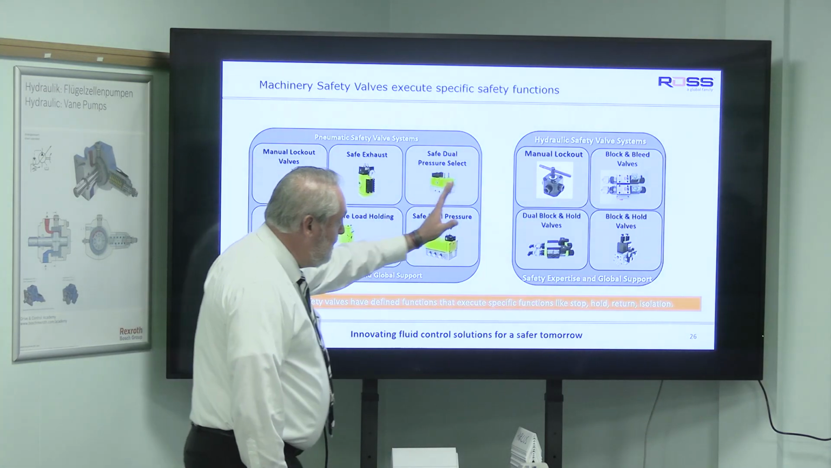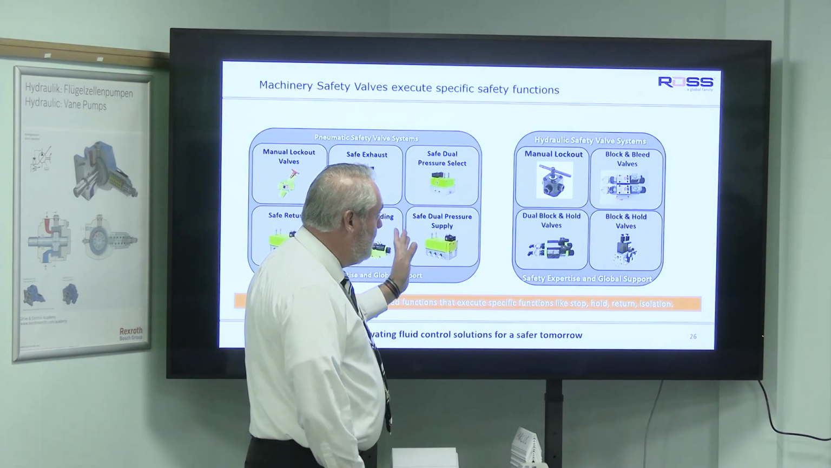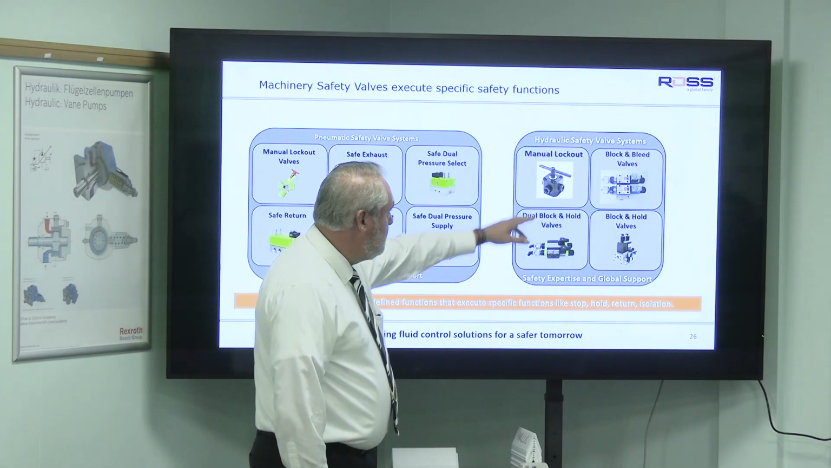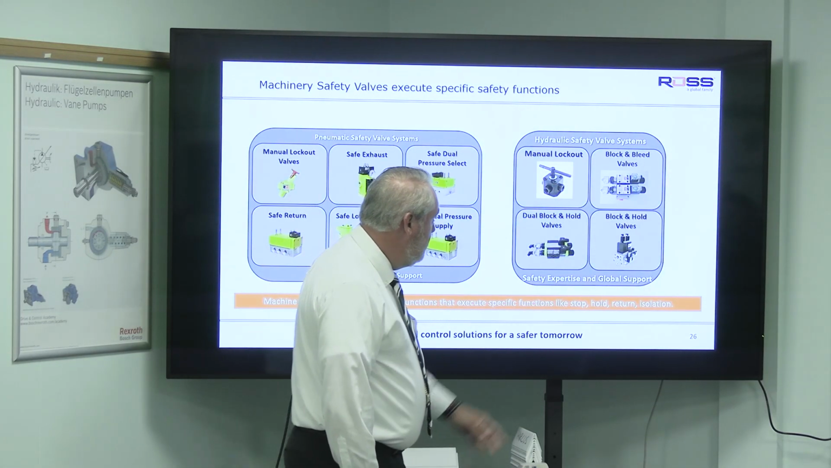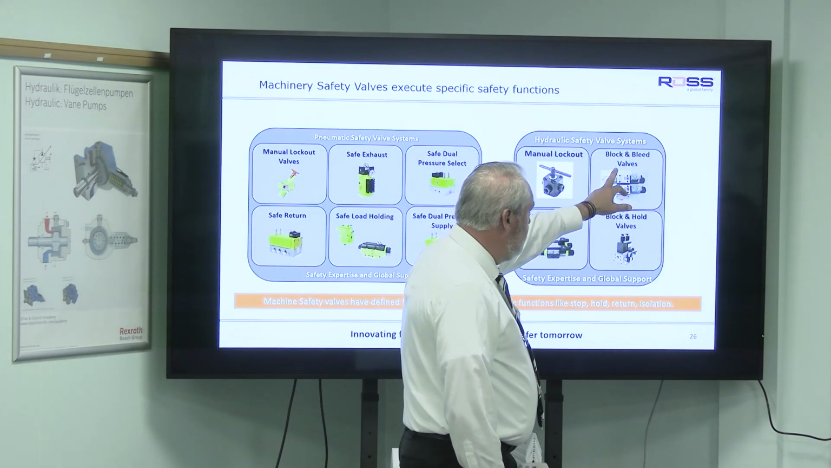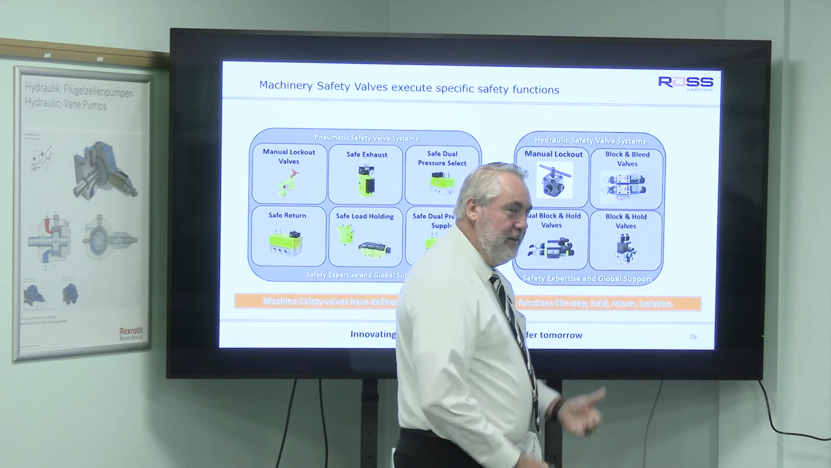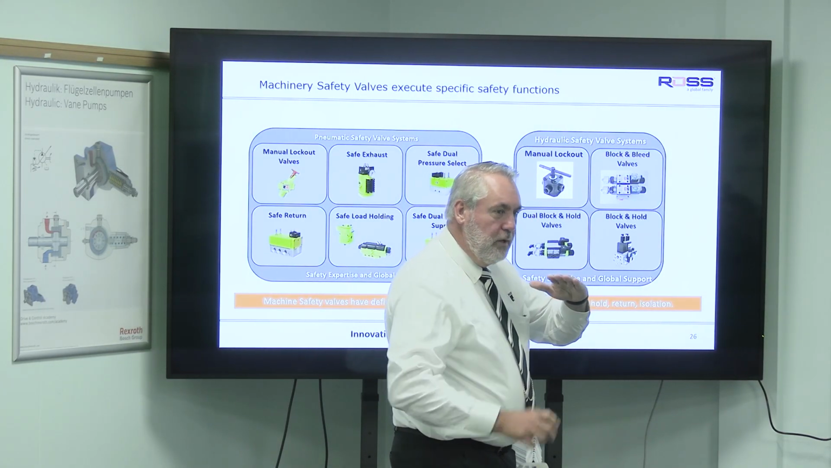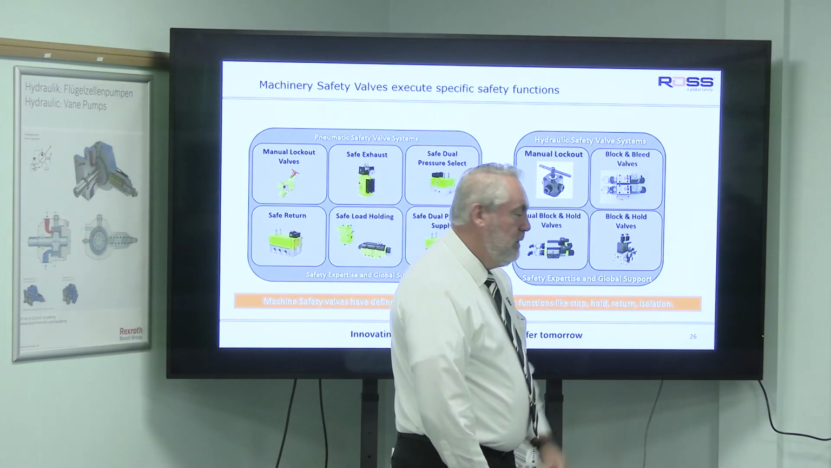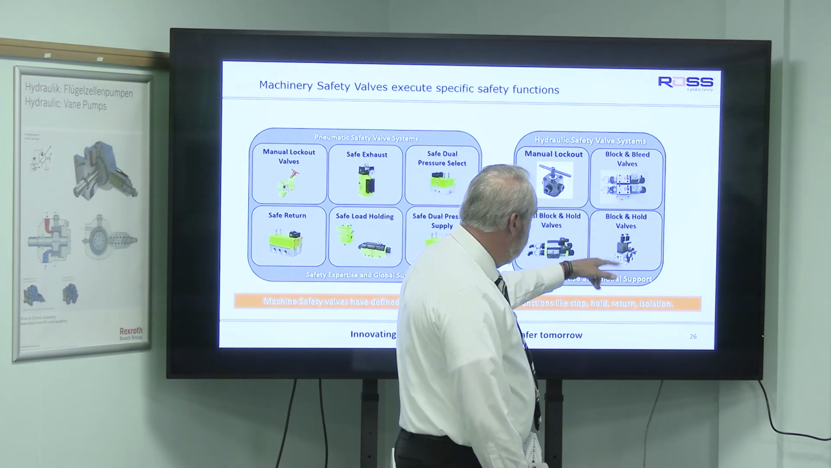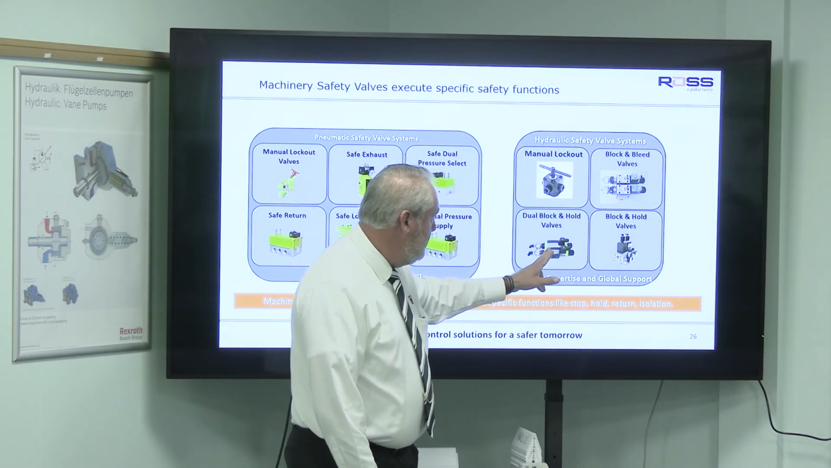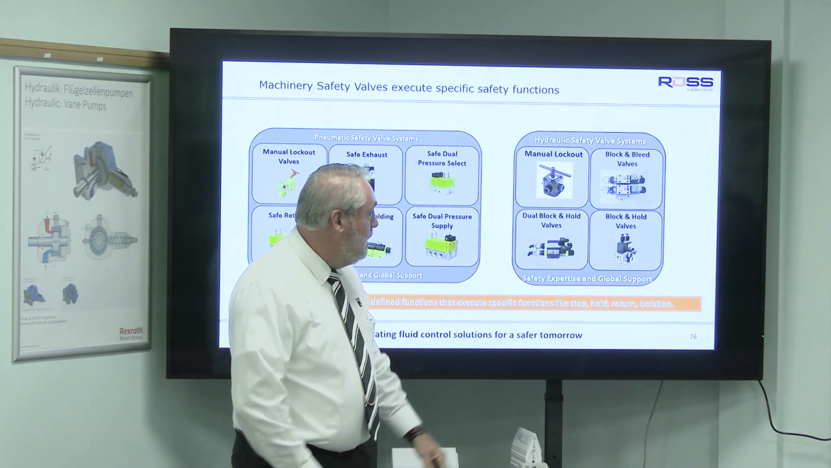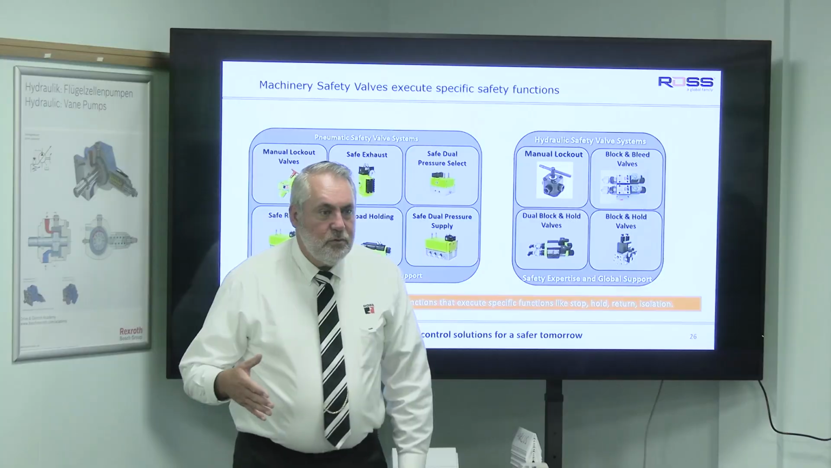Then you get to the hydraulic world. We've got equivalents, but they use different terms. We still call it lockout in the hydraulic world. But then instead of safe exhaust, we call it block and bleed. You block the supply and you bleed the residual back to tank. We also have different block and hold valves. These are inline hold valves. These are at the stack or at the manifold, and that's used for stopping and holding actuators.